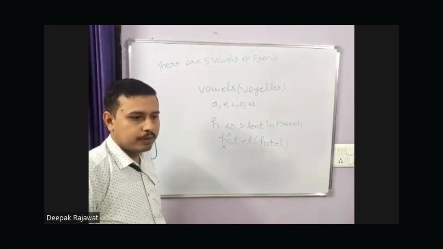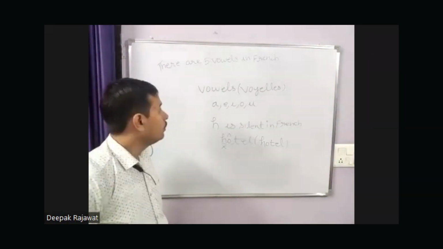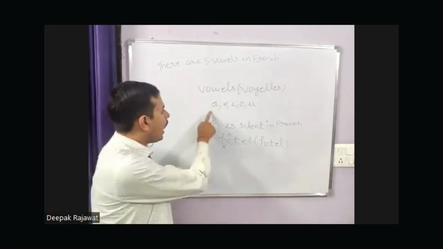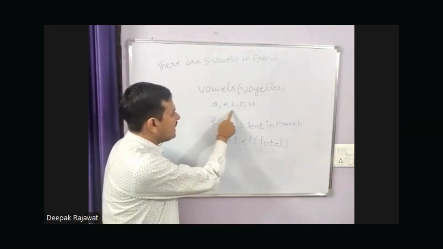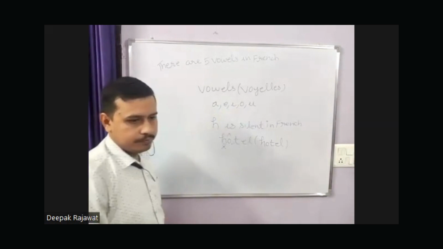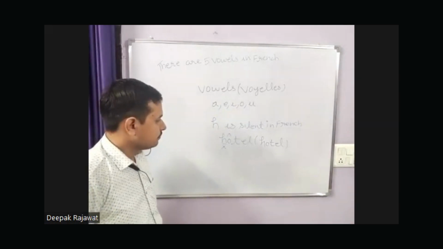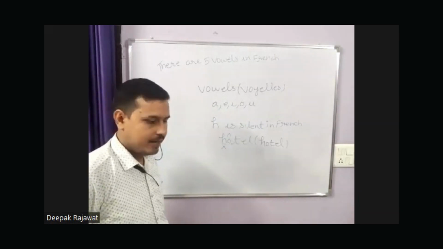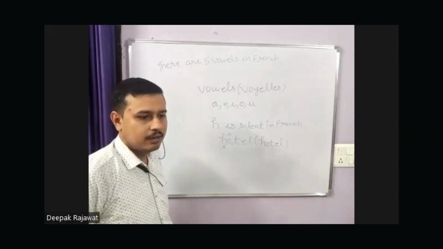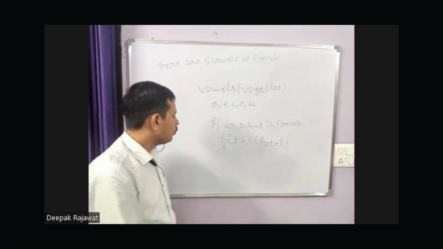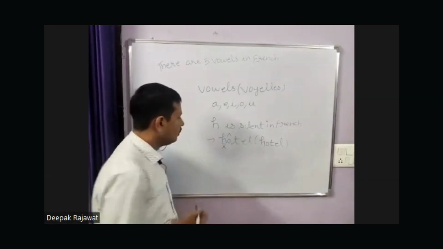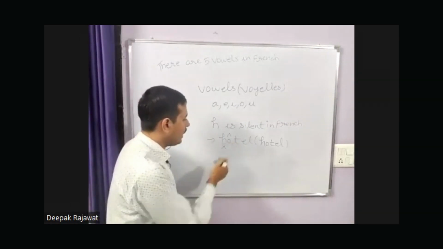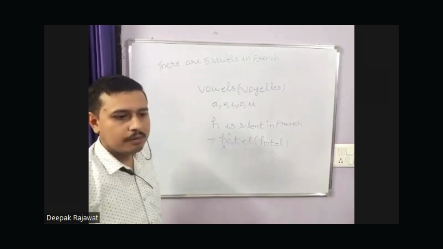Do you want me to pronounce the vowels again? Vowels. Vowel is called voyelle. A, E, O, U. And 1 letter which is H. It is mostly silent in French. We write it but we do not pronounce it. So we have an example. Hotel. H is silent. So hotel. Hotel becomes hotel.